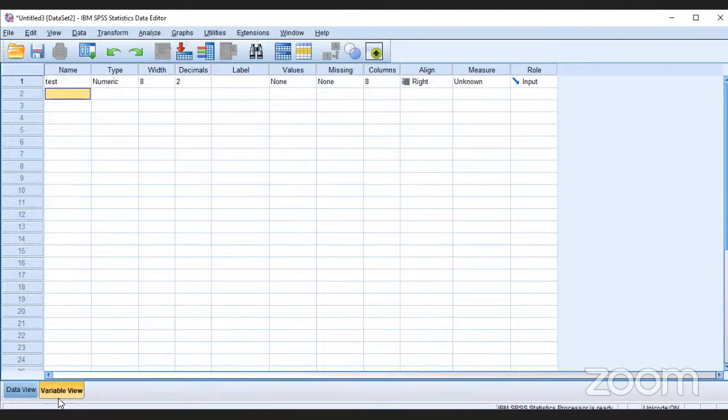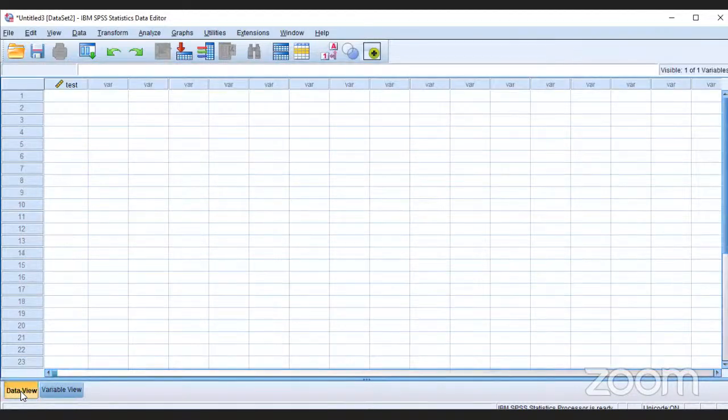So it is measured on a scale. Okay. Now I am going to the data view. Test is there. Maybe this is your Bengali test. Okay.